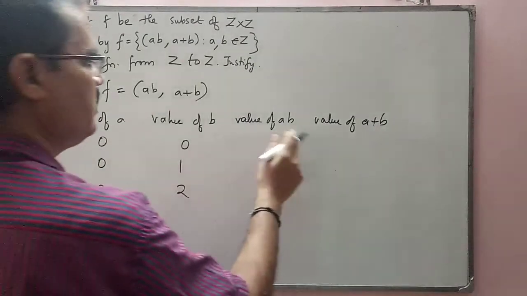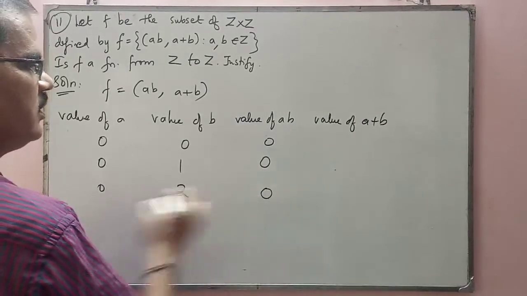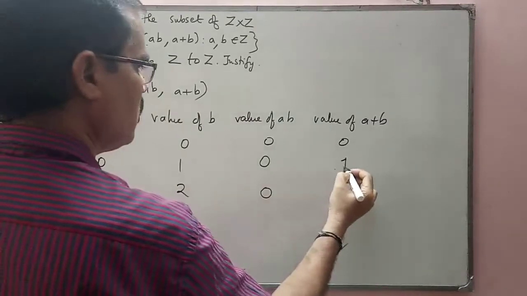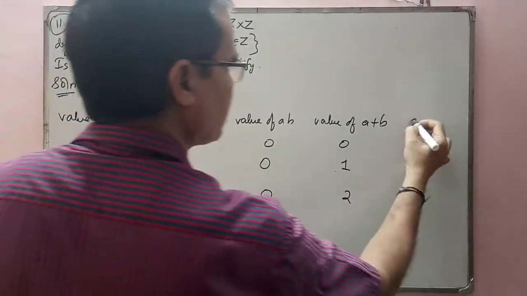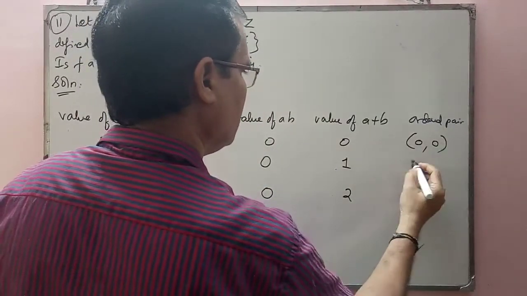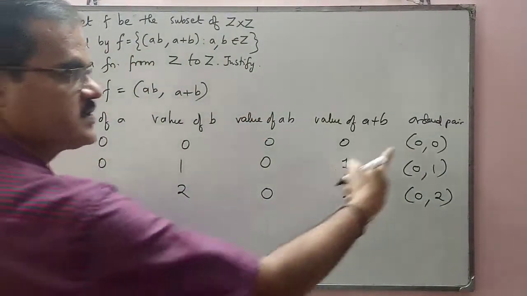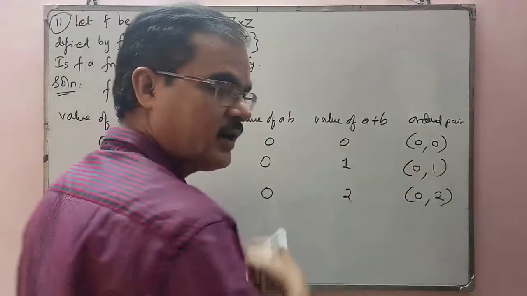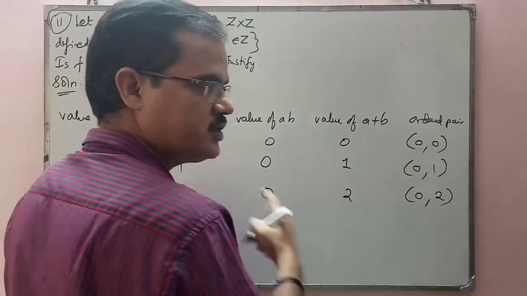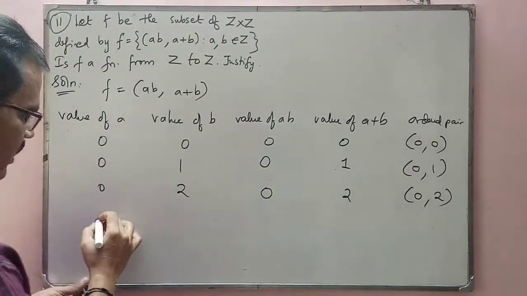For ab: 0 into 0 is 0, 0 into 1 is 0, 0 into 2 is also 0. Now a+b: 0 plus 0 is 0, 0 plus 1 is 1, 0 plus 2 is 2. Now what are the ordered pairs? (0, 0), (0, 1), (0, 2). What do you understand from this? Here you can see 0 as an image of 0, and 0 as an image of 1. Every element should have only one image. But here this is not possible.